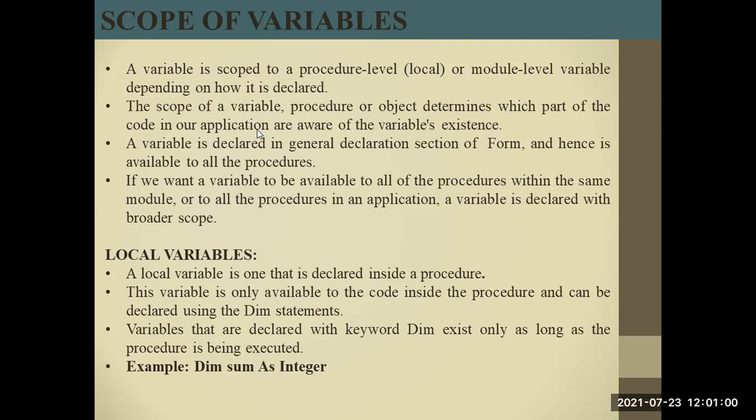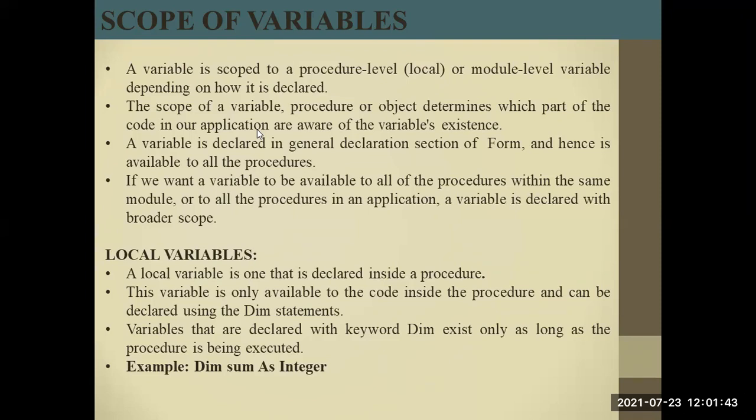Now let's understand what we mean by local variables and what we mean by global variables. A local variable is one that is declared inside the procedure. Whatever variable we declare inside the procedure is called a local variable. This variable is only available to the code inside the procedure and can be declared using the Dim statement. Dim is a keyword, so whenever we declare a variable, we use the Dim keyword, and the availability of the variable will be inside the procedure.